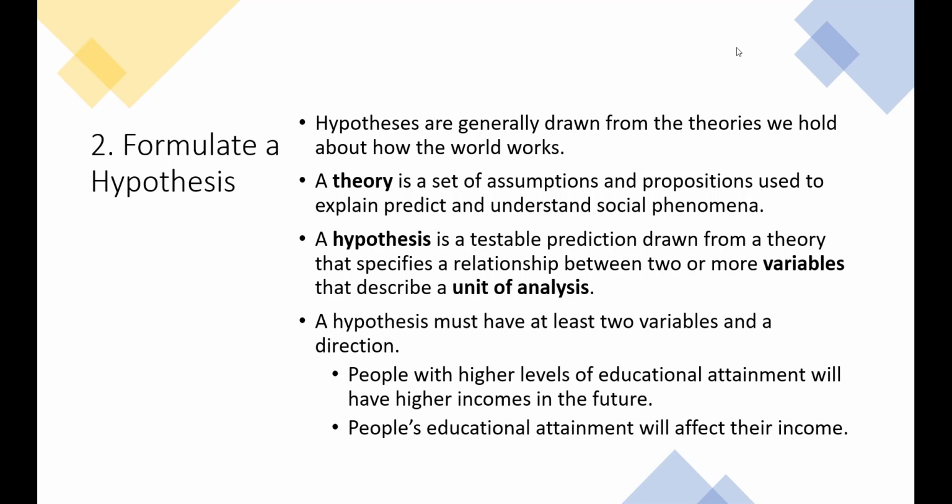To illustrate this, I have two hypotheses here. The first is people with higher levels of educational attainment will have higher incomes in the future. So this is based on the research question from the previous slide. And here we have two variables. We have educational attainment and we have income. Those are our two variables.